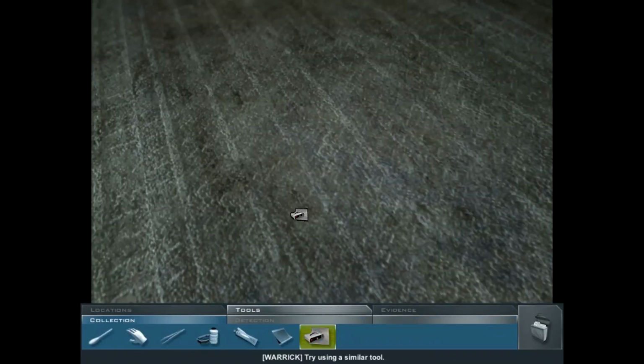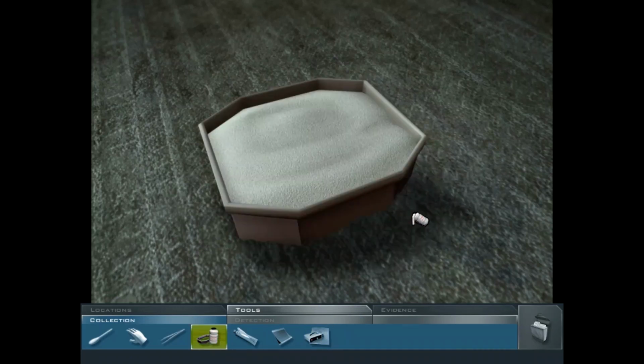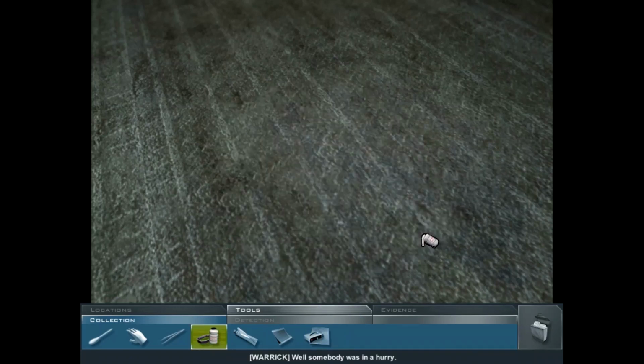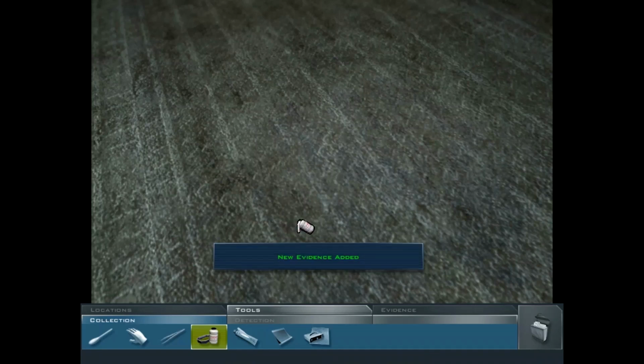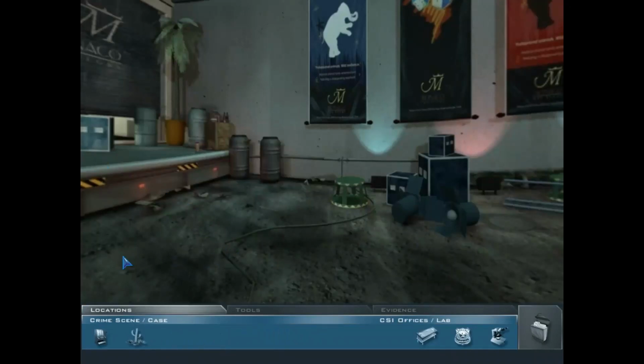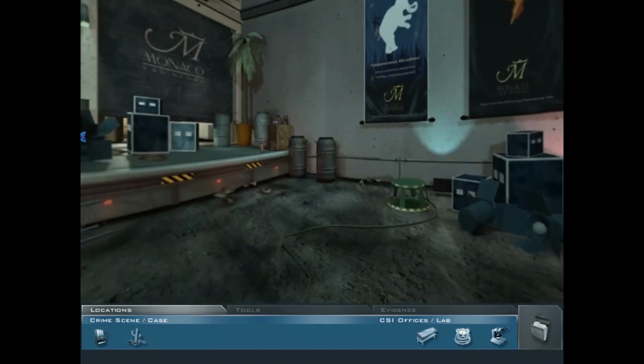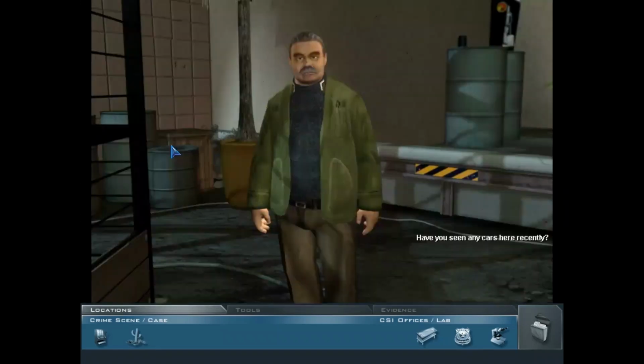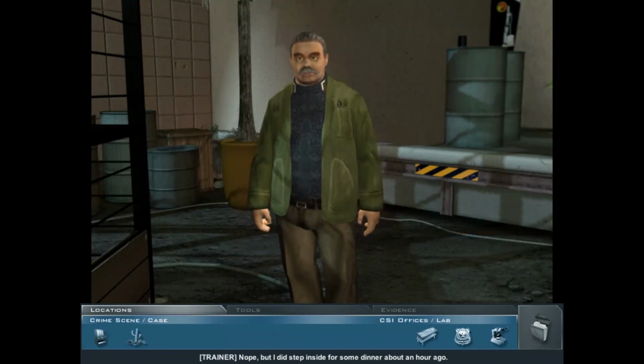Try using a similar tool. Well, somebody was in a hurry. This may be a long shot, but my gut says we ought to cast this. It's not complete. Might have been smudged by foot traffic. Nope, but I did step inside for some dinner about an hour ago.